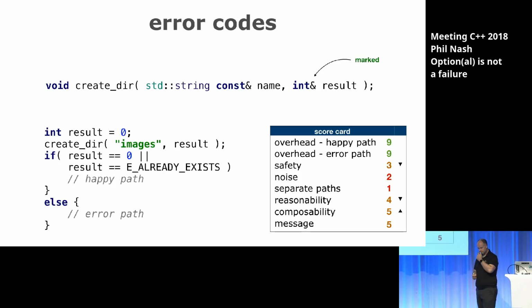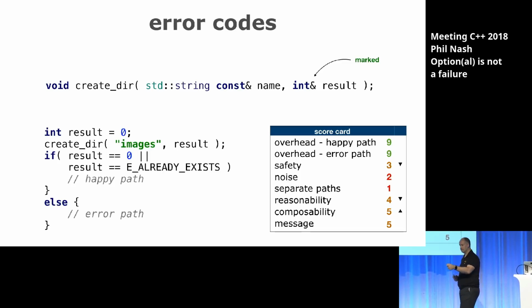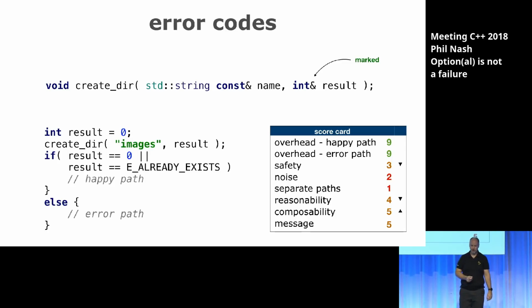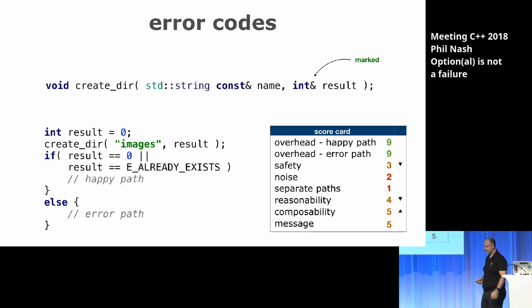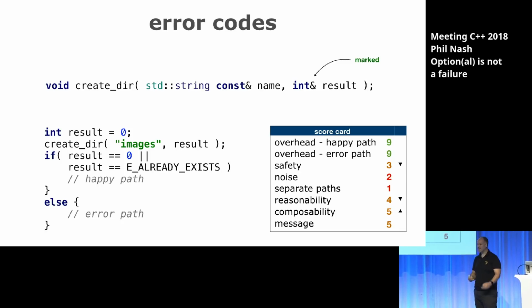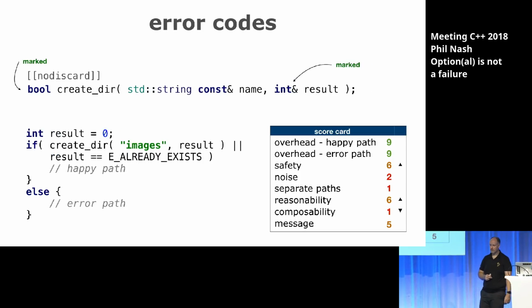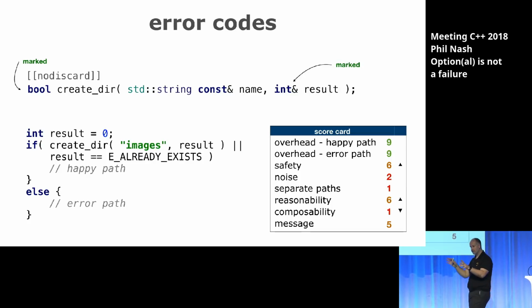Next thing we could do is pass the error code in as an out parameter, usually by reference, maybe by pointer. Mostly works the same way, but it's actually even harder to use, so I'd say safety is down. Reasonability, again, it's harder to reason about now because it's not as obvious that this means that it's an error code. But composability improves because now we're not blocking that return channel. We can use that for composing functions together. So trade-offs again.